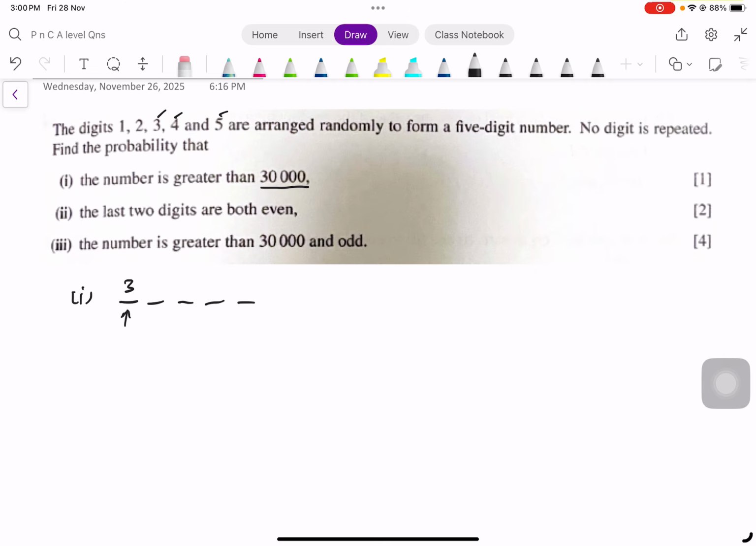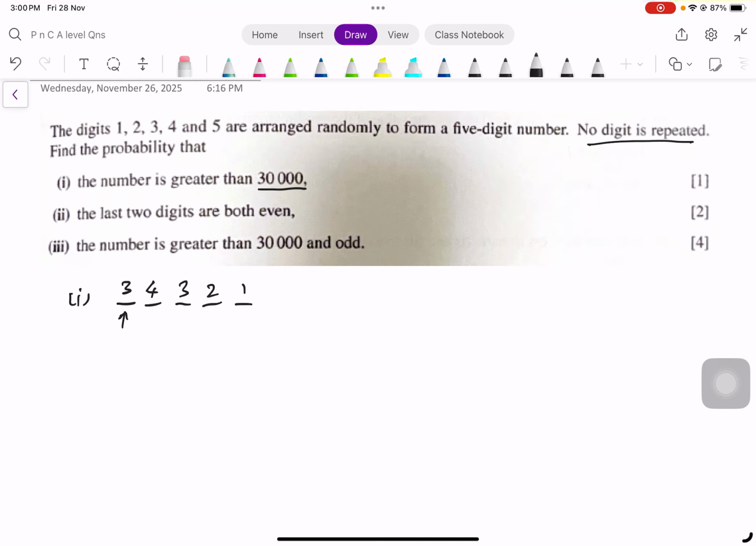Therefore, there are 3 choices. One of them is used, since no digit is being repeated. Therefore, for the next digit there are only 4 choices, and then 3 choices, 2 choices, and 1 choice. If there is no restriction, the number of ways to arrange these 5 digits is 5 factorial.